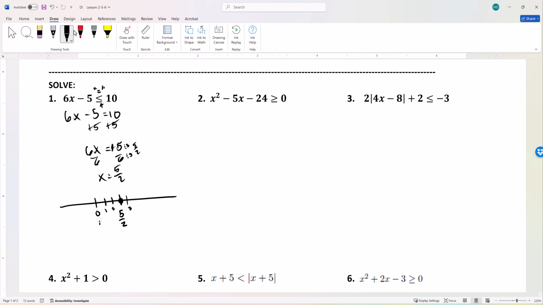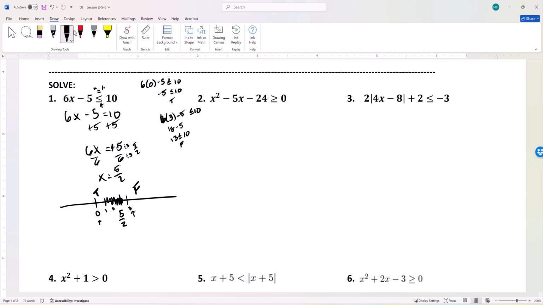So if I plugged in 0 or if I plugged in 3, I just want to see if it's true or false. If I plugged in 0, I get 6 times 0 minus 5. Is that less than or equal to 10? Negative 5. Is that less than or equal to 10? That is true. So this side is true. Now I need to test this side. So I'll test 3. 6 times 3 minus 5. Is that less than or equal to 10? That gives me 18, that's 13. That's false. So this side is false.